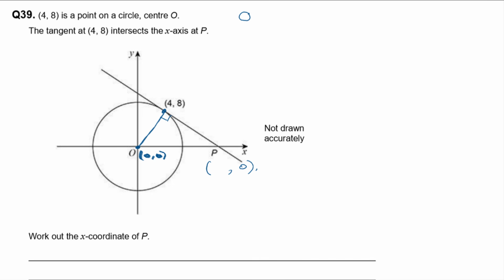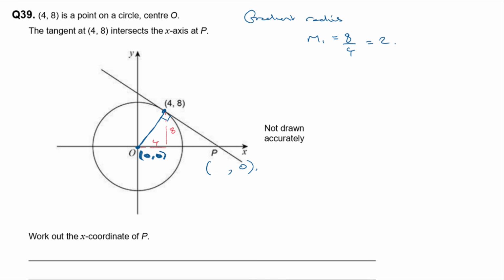Okay. So let's find out the gradient of the radius first. So gradient of the radius, I'm going to call that m1, and that's going to equal to changing y from 8 down to 0 and changing x from 4 down to 0. That's 8, that's 4, isn't it? So m1 is going to be the change in y, 8, divided by the change in x, which is 4. Give me a gradient of m1 is equal to 2.